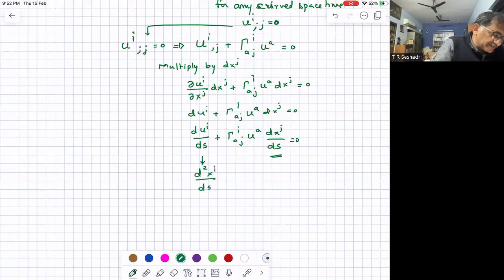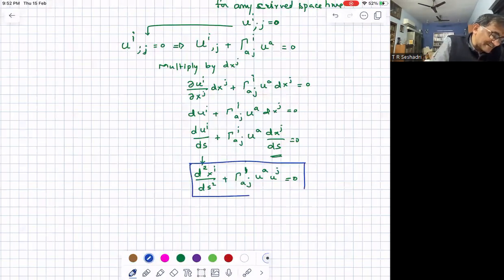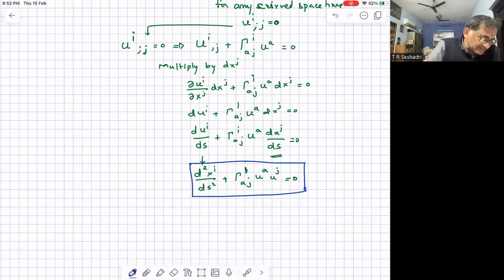d²x^i/ds² plus Γ^i_{aj} u^a u^j equal to 0. So it's something like the 4-acceleration, which in my Newtonian language should be 0. But here what is happening is, because of the curved space-time, it is getting modified.